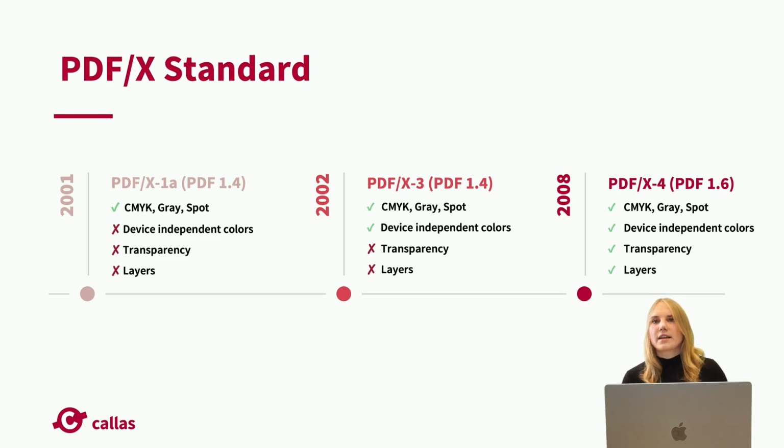In 2008, the PDF/X-4 standard was released, and by this time a few years had gone by. The technology and the RIPs had evolved, so the PDF/X-4 standard was a really big step forward, because it was the first PDF/X standard that not only supports device-independent colors, but also transparency and layers. That means that no transparency flattening has to be done anymore.